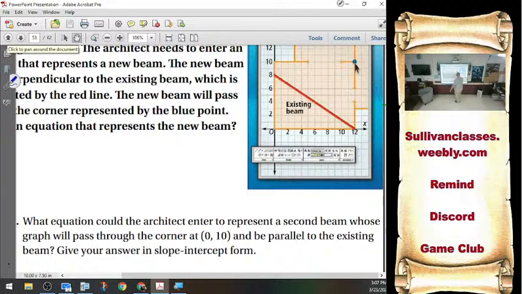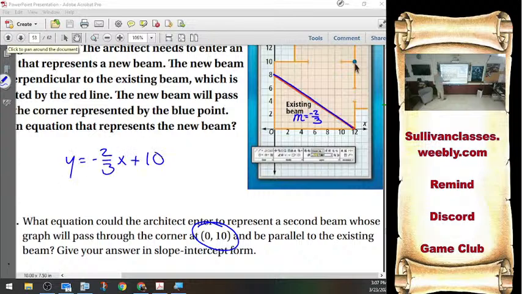This one's almost a trick question because it's so quick and easy. If I'm parallel, what do I do with the slope? Same. What is that? It's the y-intercept. 0, comma, number is a y-intercept. Done.